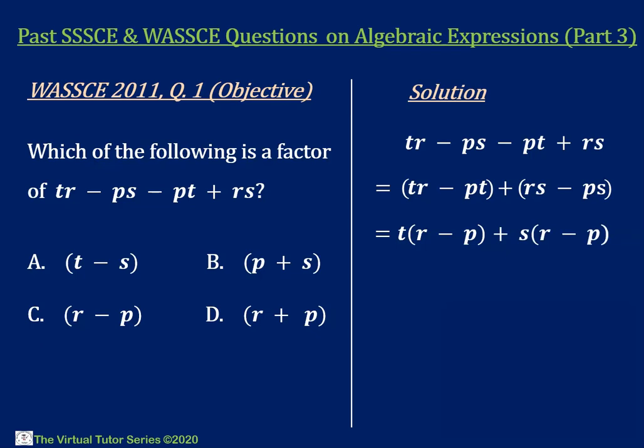Now, let's put the factors in bracket and set it against the common terms in the brackets. So we have into bracket T plus S as against into bracket R minus P. Therefore, the factors of the given expression are T plus S and R minus P, making option C the correct answer.